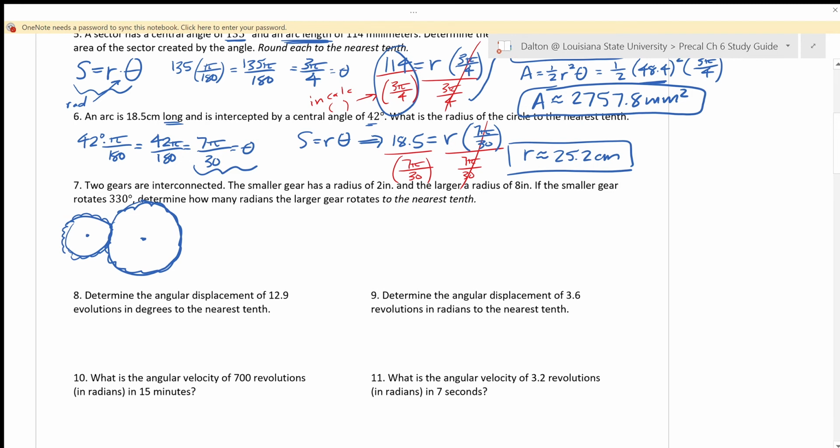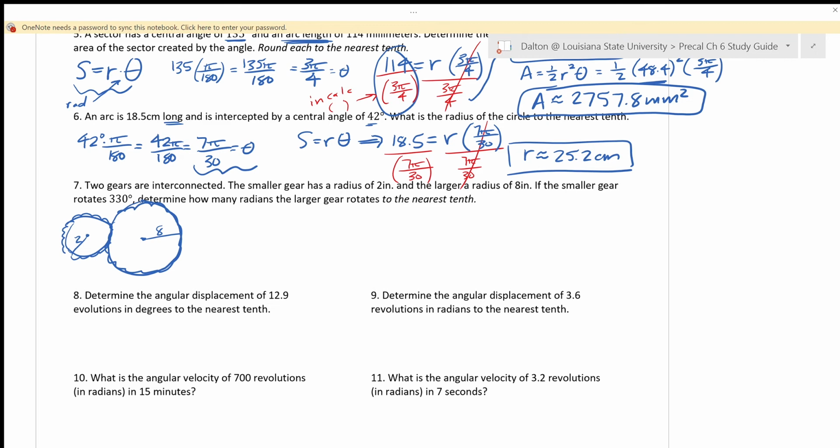It says the smaller one has a radius of 2. The large one has a radius of 8. It says the smaller gear rotates 330 degrees. Determine how many radians the larger gear rotates. So many people say, hey, can I just use a proportion? And the answer is no, because they're not spinning in proportion, if that makes sense.